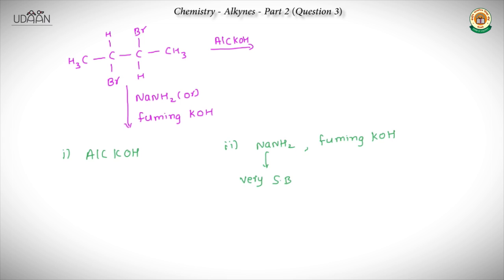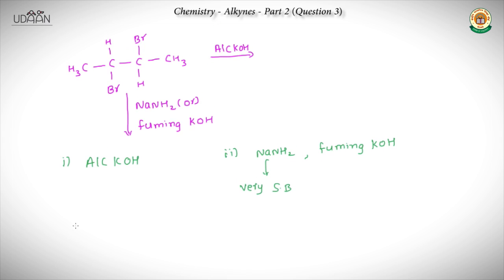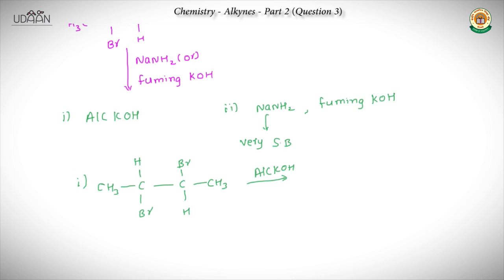It's in hot condition. And now for the first part, where you have CH3, CHBr, CHBr, CH3, hydrogens on these carbons. It is 2,3 dibromobutane. You have treated this with alcoholic KOH. Now, if you think the product is CH3 C triple bond C CH3, then you are wrong.